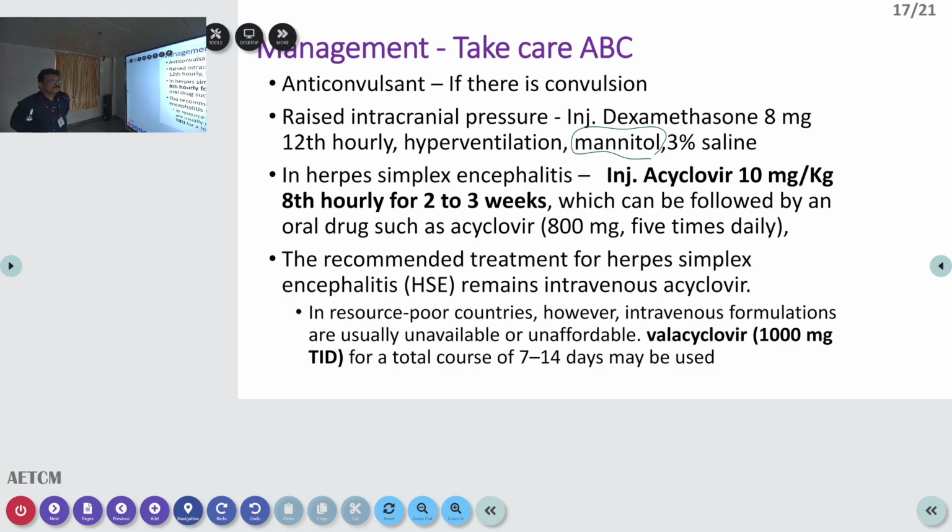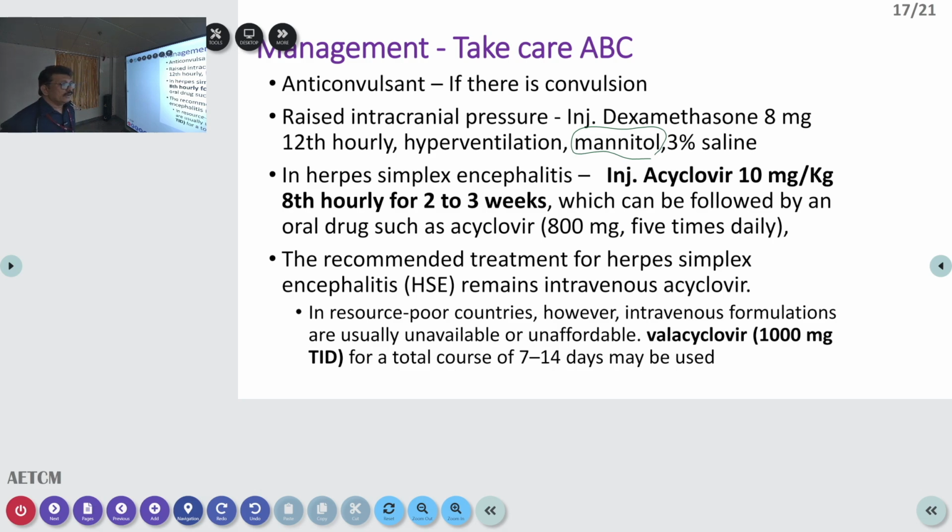Now, if you are suspecting a viral encephalitis, you don't have a diagnosis, or if you are completely convinced that it is herpes simplex encephalitis, you can start injection acyclovir 10 milligram per kg 8th hourly for 2 to 3 weeks. That can be given as an infusion.